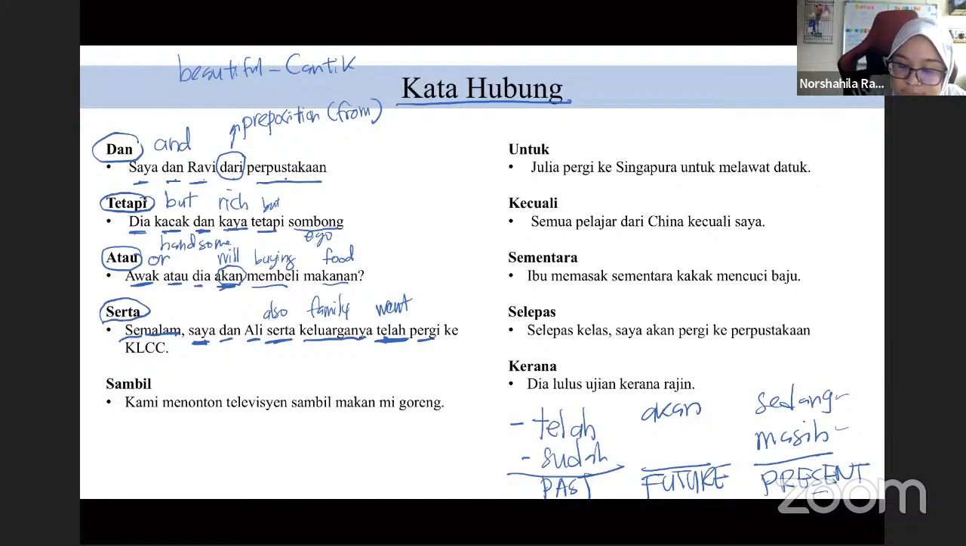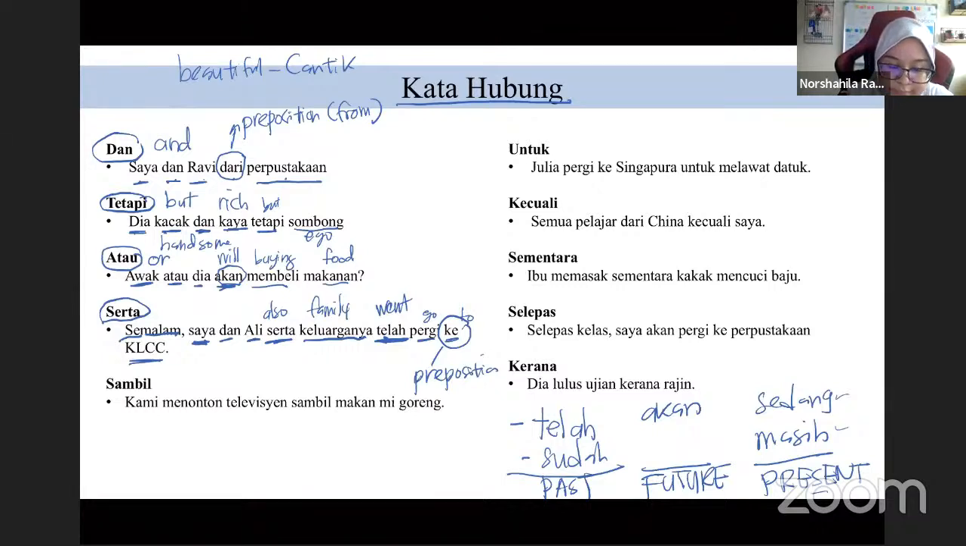Pergi means go. Ke is to KLCC. Okay, so here ke is a preposition, because you are going to. So the translation for this is yesterday, me and Ali and his family, something like that, went to KLCC.